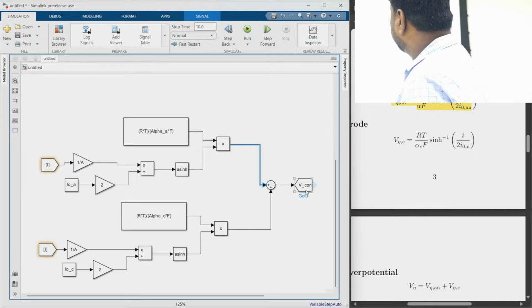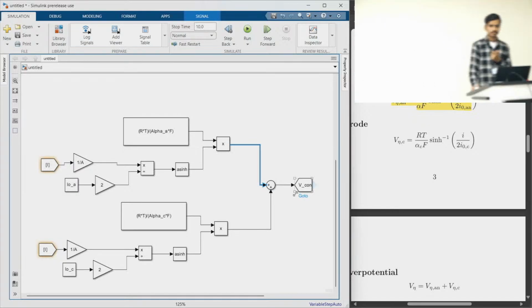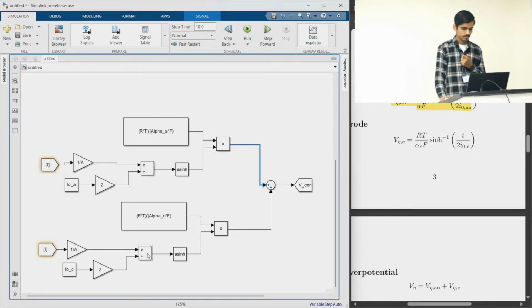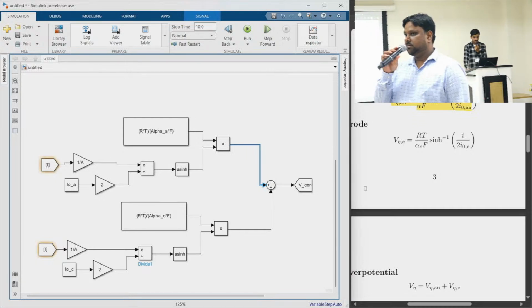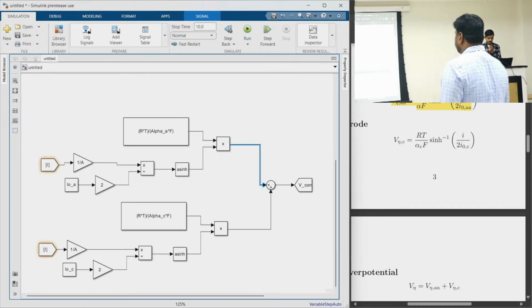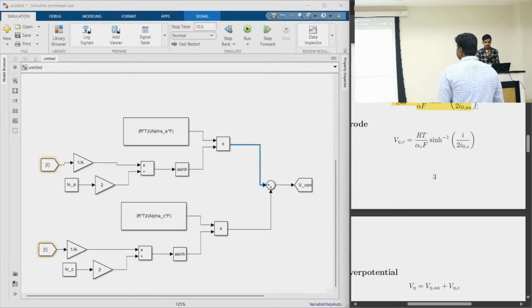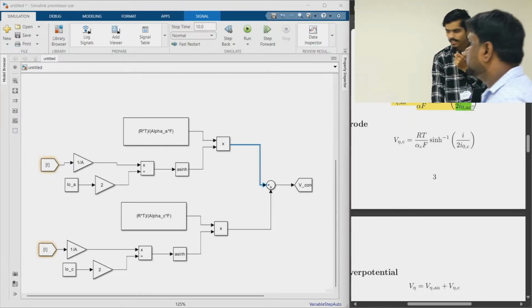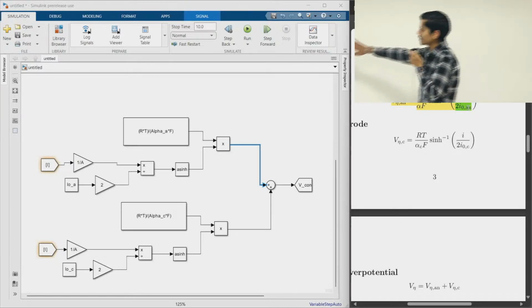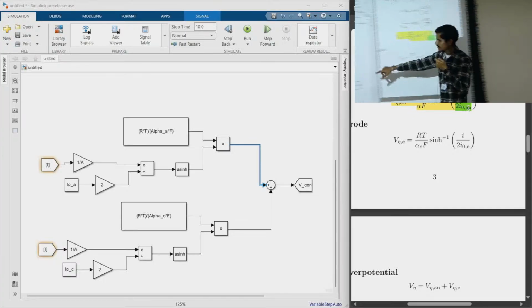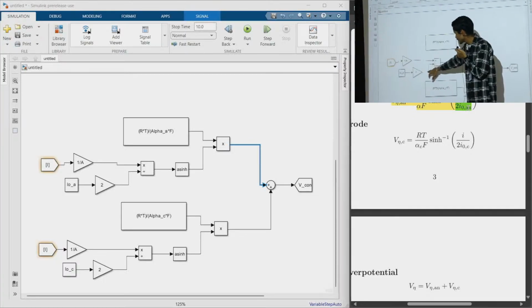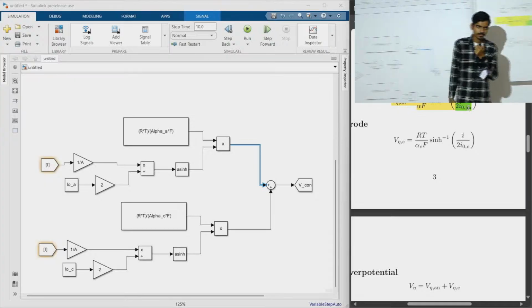No, ma'am, it is a divide block. Yes, ma'am. Current density is equal to current divided by area. Like you can see here, the green one, here we have divide. So that's why in this block, this thing is multiplied and this is divide. This is a divide block.